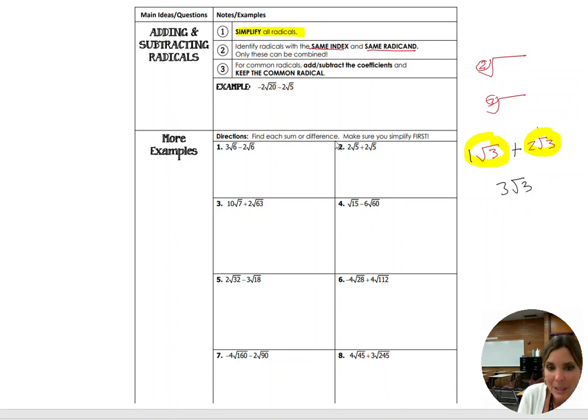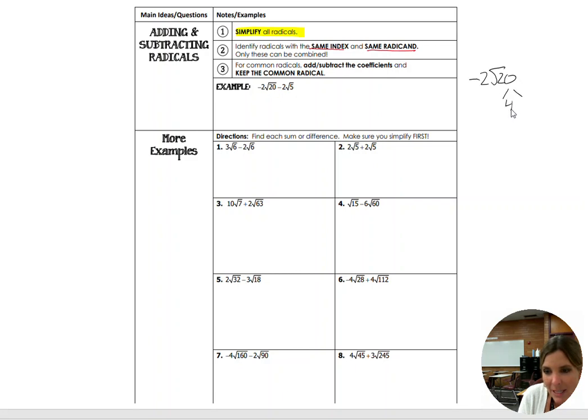Okay, so let's go ahead and look at this first example. We have a negative 2 root 20, and then we have a negative 2 root 5. So the very first thing I'm going to do is simplify that negative 2 root 20. If I simplify this, factors of 20 would be 4 and 5, and then for 4 it would be 2 and 2. So if I do the prime factorization, I would get 2 times 2 times 5.